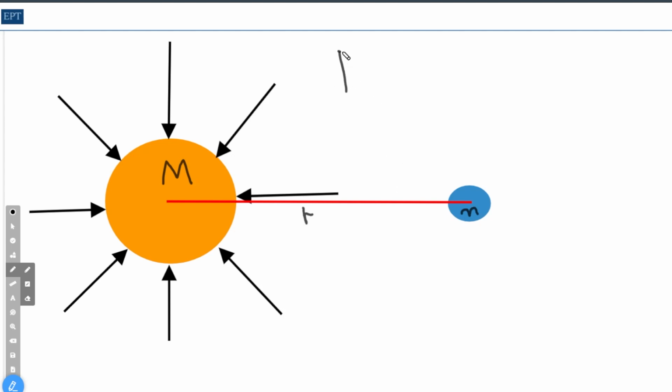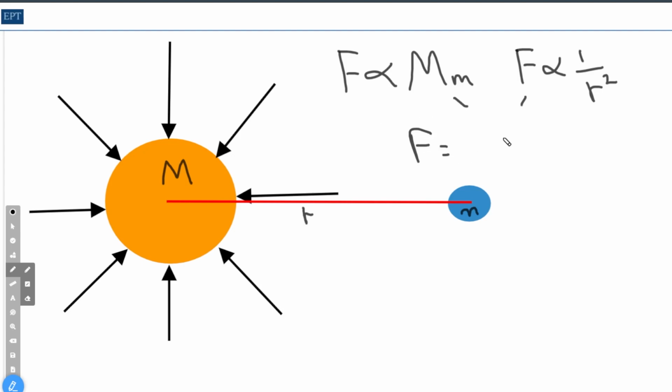It turns out that the force is proportional to the two masses multiplied together, and is also proportional to 1 over the separation squared, or 1 over r squared, an example of the inverse square law. Bringing these two together and adding the universal gravitational constant, we get that force is GMm over r squared.